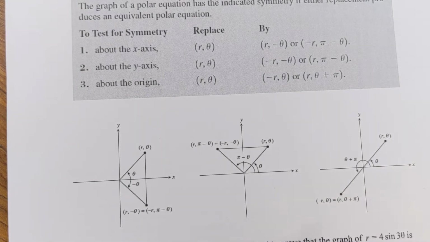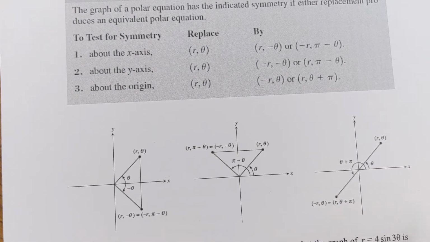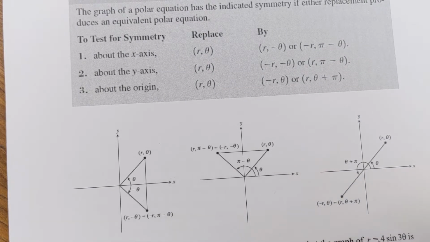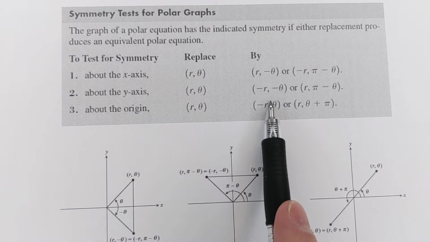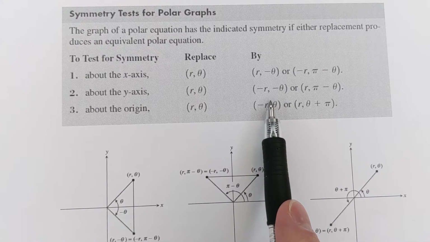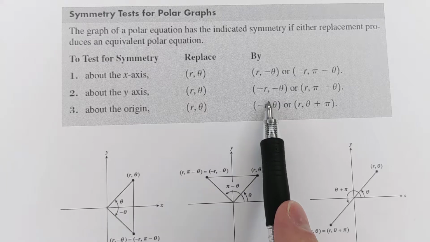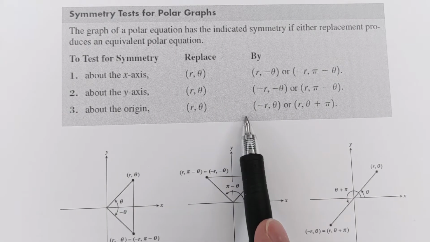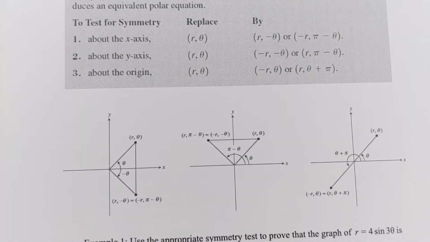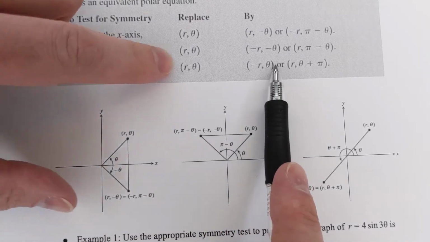All right, so example: prove that r equals 4 sine 3 theta is symmetric about the y-axis. Okay, so we're going to replace our r with negative r. No, it's about the x-axis. Is there a typo in that? No, let's see here. Symmetrical about the y. Oh, sorry, that's the wrong one. Y-axis, this rule.